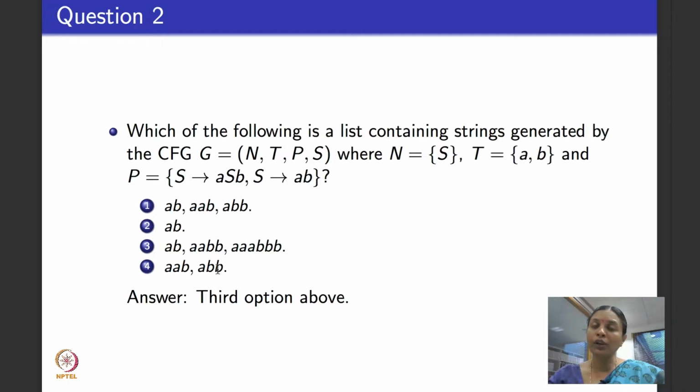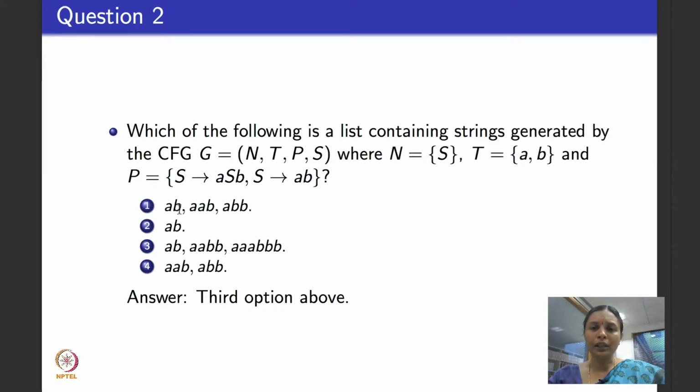The list of words by no means corresponds to the entire language. So if the first option says these are the words AB, AAB, ABB, now if you think about it, are these words generated by the grammar? Let's look at them one at a time.